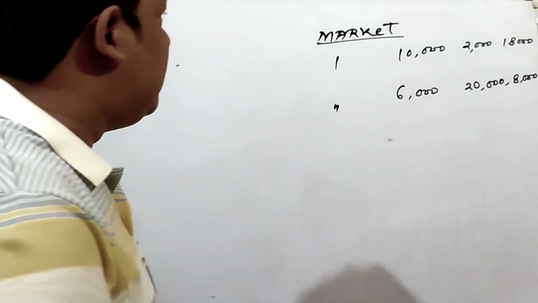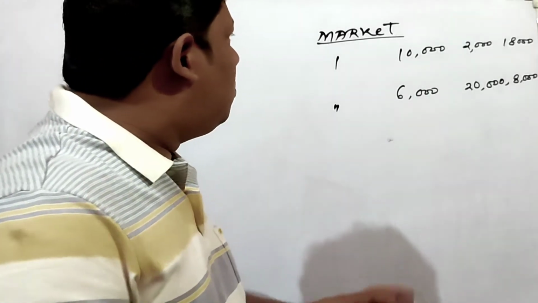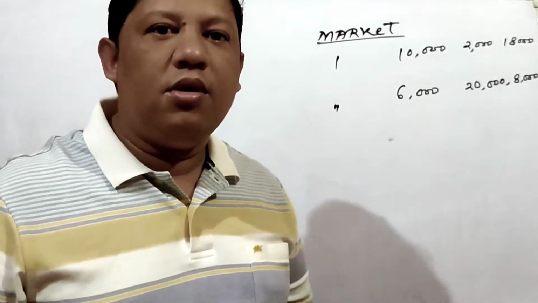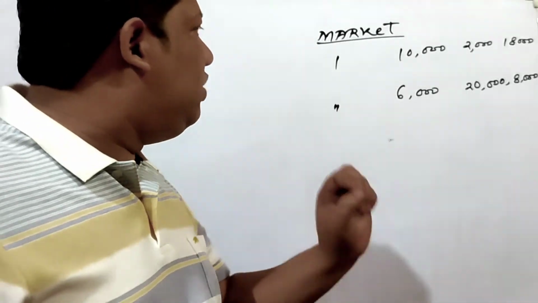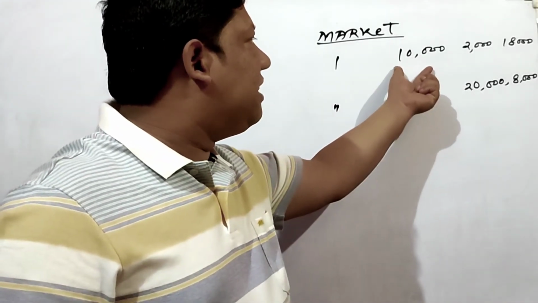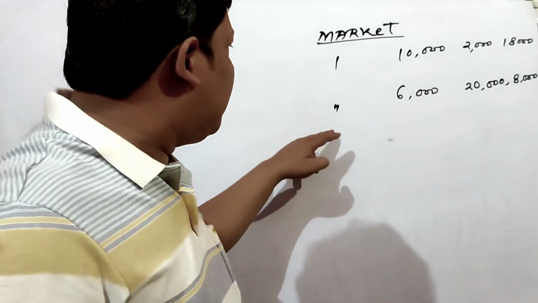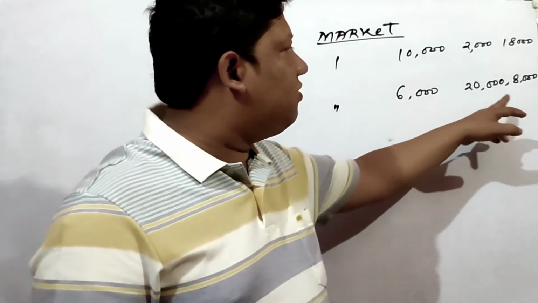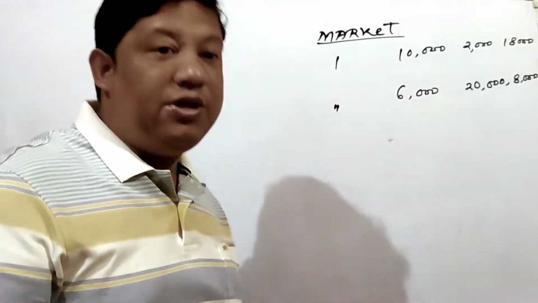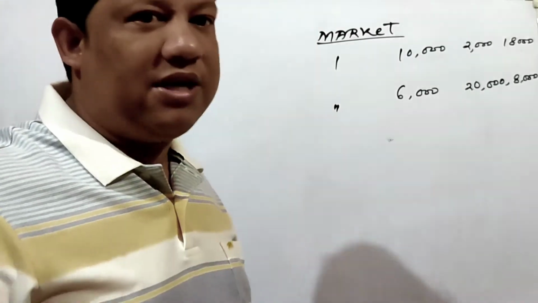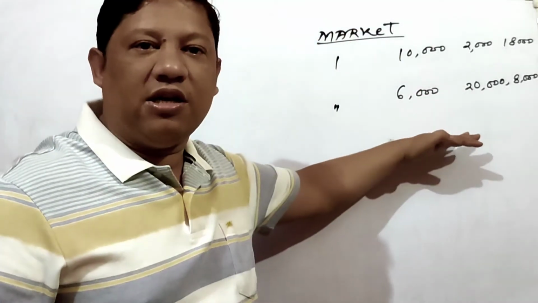That means, my dear students, a manufacturer or a company has three types of products. When he sells this type of product, for each unit he gets 10,000, 2,000 and 18,000 for the first market, and for the second market he gets 6,000, 20,000 and 8,000. Now you have to find the total revenue, that means total selling price, for the first market and for the second market.